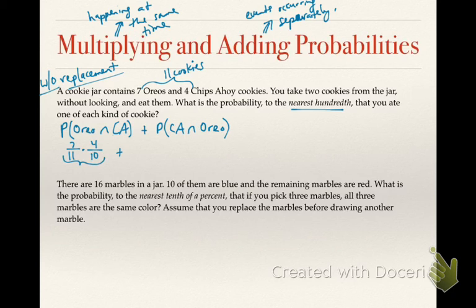So this is one event, and that's why you're multiplying them. Okay. Now a separate event is choosing a Chips Ahoy first. So the probability of getting a Chips Ahoy is 4 out of 11. But then you have to, with the remaining 10 cookies, choose one of the 7 Oreos.